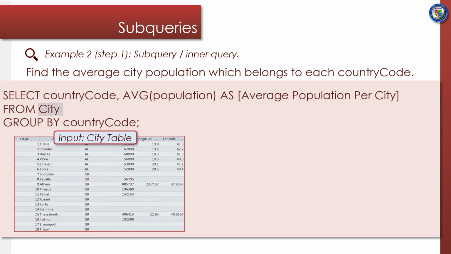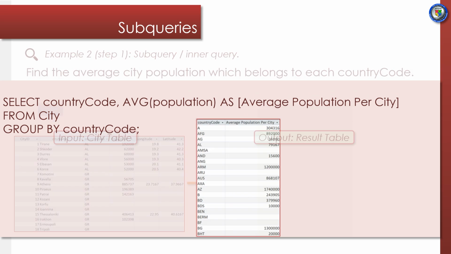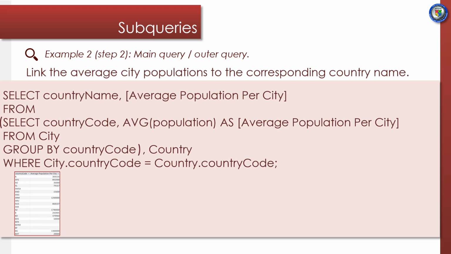So we will have our input of the city table. We take that data, apply this select query to that to get our result table, which will give us our country code and the average population of the cities associated with that country code. Step 2 is to then use that results table in our main query or our outer query, and that is going to be linking the average city populations to the corresponding country name.